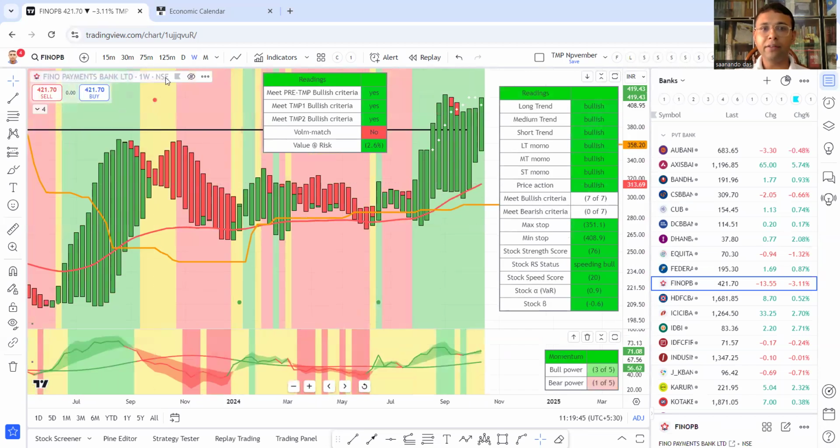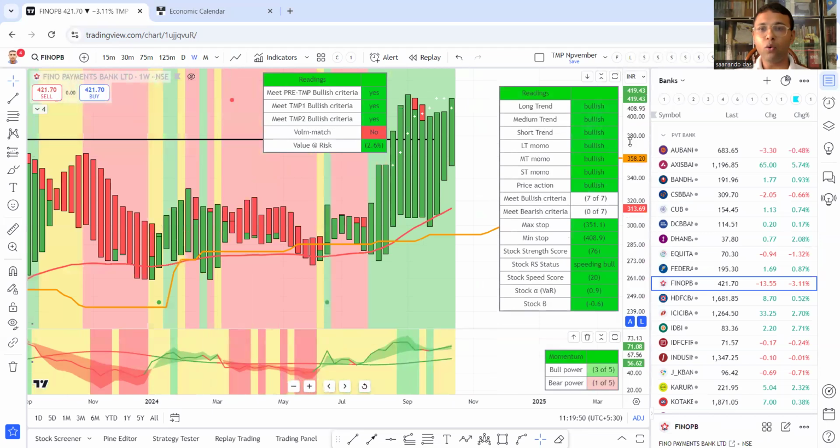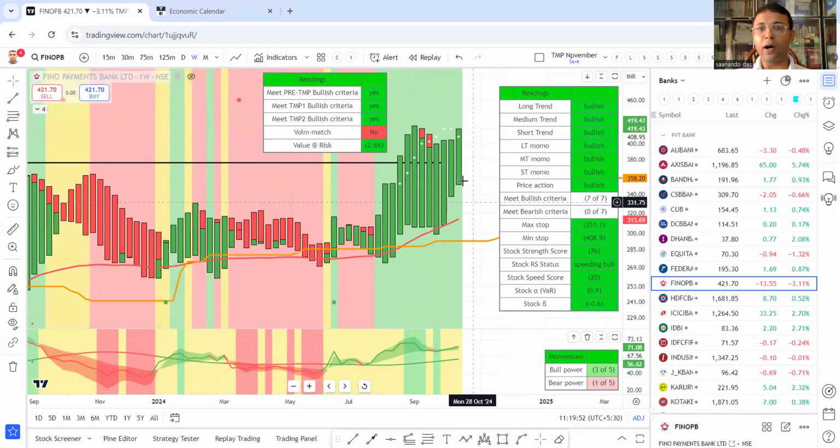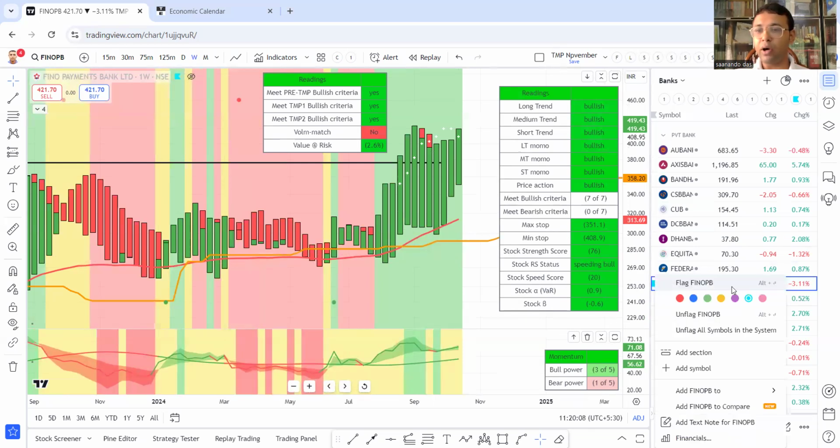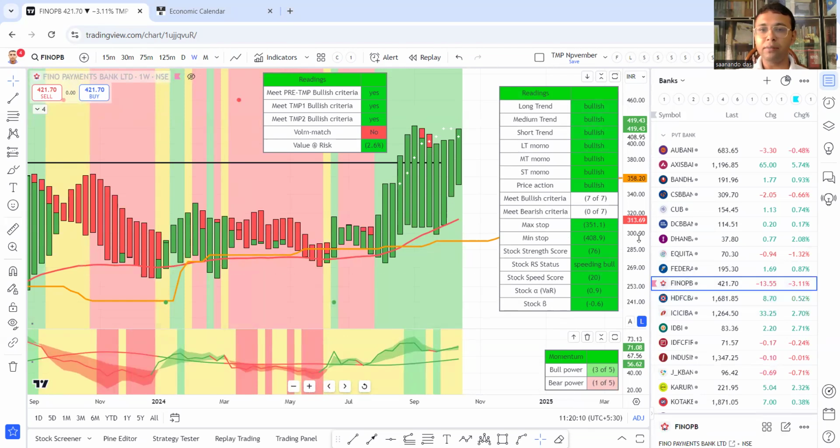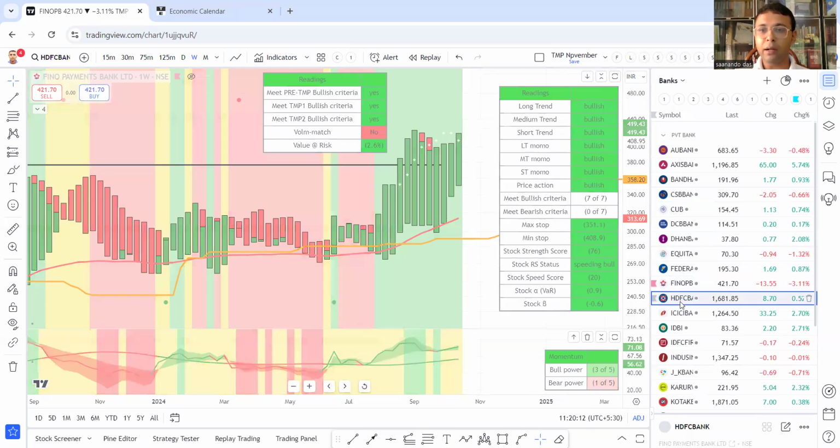Now here we have the Fino Payments Bank, the only one that seems to be satisfying my criteria so far. So I'll mark this one first. Next, this is selected. May not be ready to jump to buy, that will come. This is selected as per the criteria. So for now, I will give it a different color. I'll come back to it.